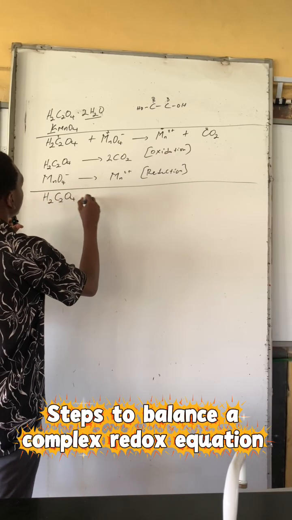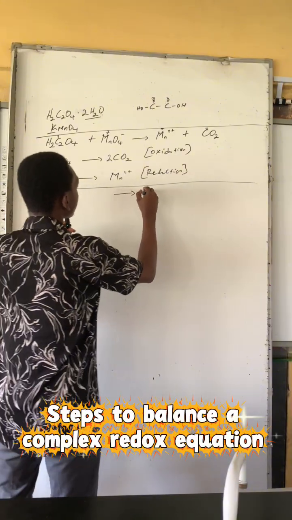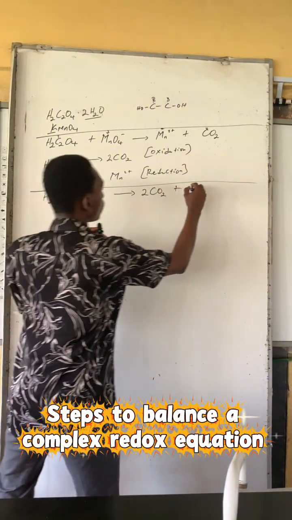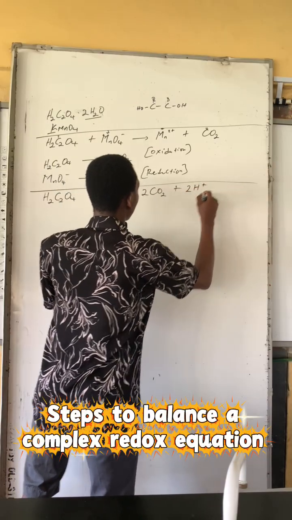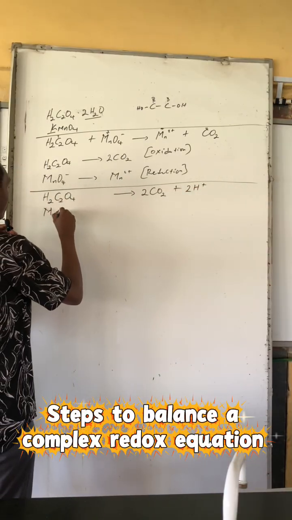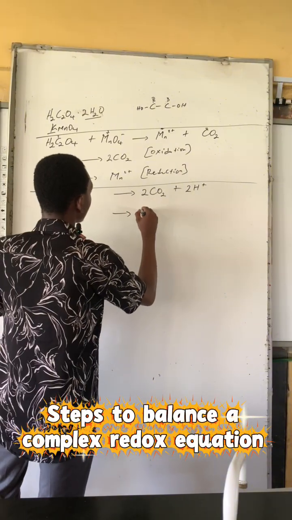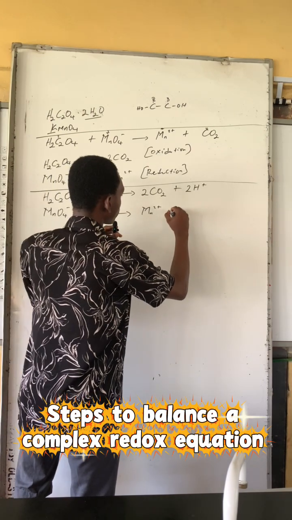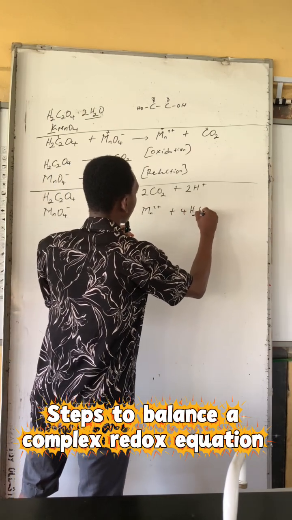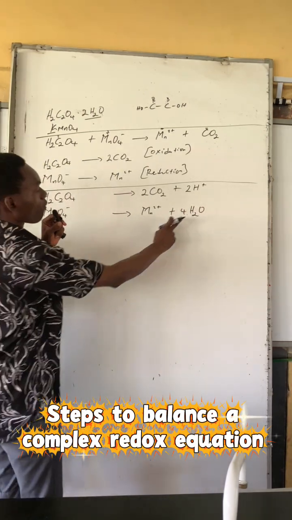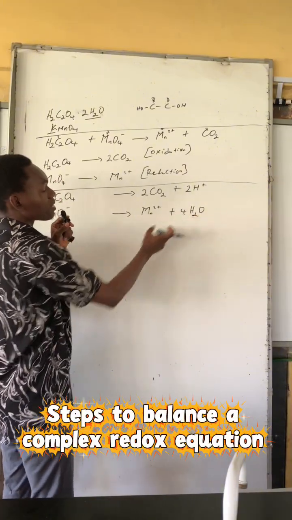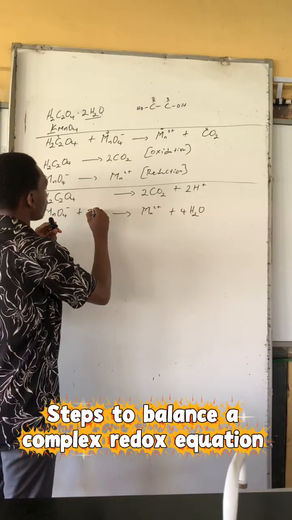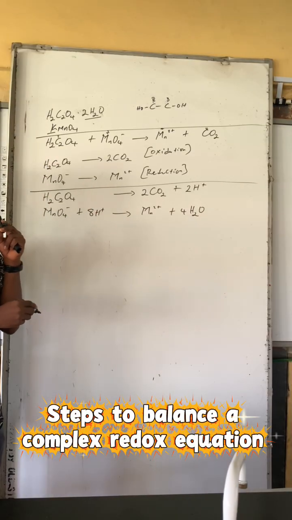Our oxalic acid, our carbon dioxide. Notice that we have two hydrogen here, so we add 2H plus here. MnO4 minus. Notice that we have 4 oxygen here. So what are we simply going to add here? 4 water molecules. Now, having added the 4 water molecules here, notice that we have introduced 8 hydrogen atoms. So we have to add 8 H plus to the other side.